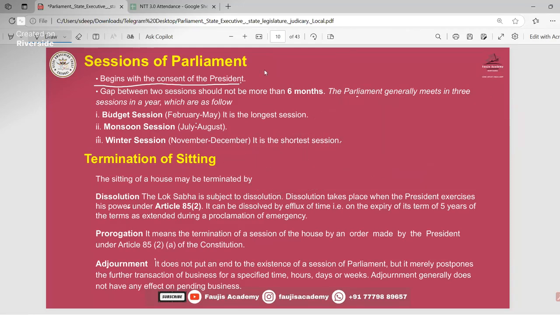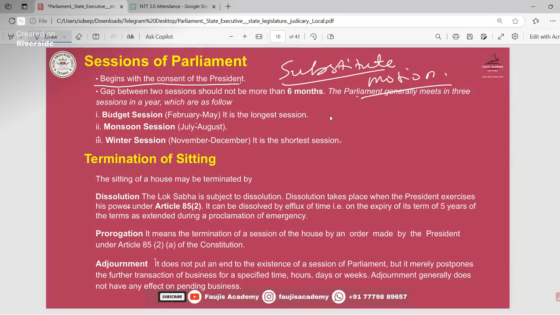Next is the substitute motion. This motion is moved in order to substitute the original proceeding which is going on in the parliament. It is done in order to change the proceeding going on in the parliament, so it supersedes the original motion.